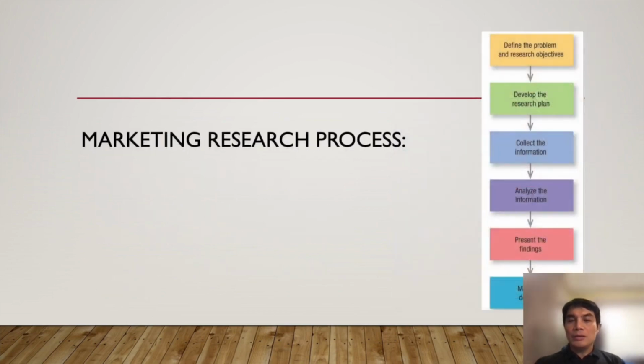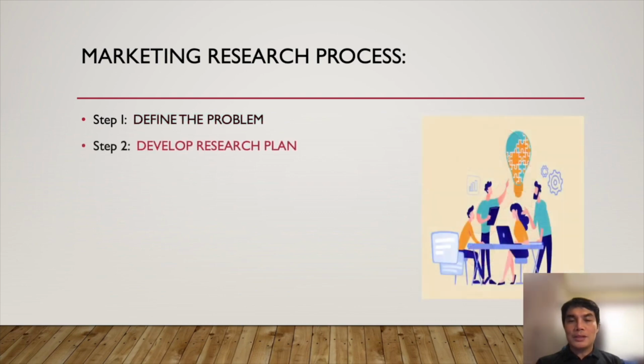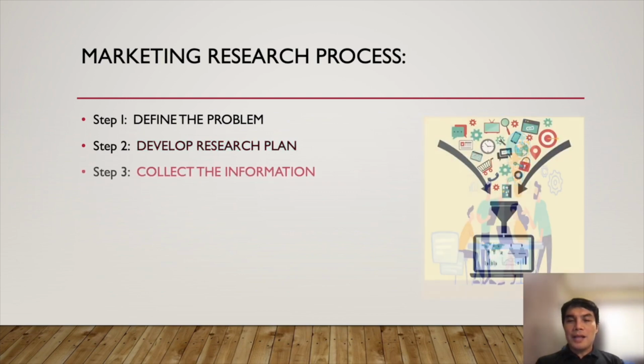Now, we go to the steps in the marketing research process. Step 1. Defining the problem. In defining the problem, we have to be specific. We also have to consider the decision alternatives as well as the research objectives. Step 2. Developing the research plan. Here, we have to find out the most efficient plan for gathering the needed information and discover what it will cost.